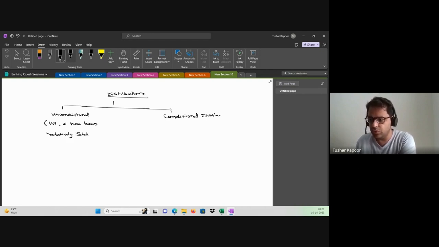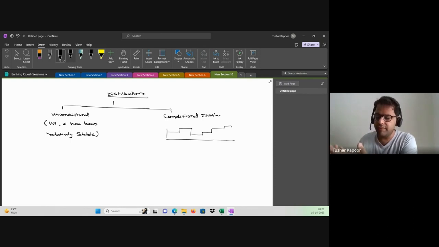Everything was smooth throughout the period and things are more or less stable. But when it comes to conditional volatility, that means the volatility is valid only for a particular time period. So if you talk about, let's say, a 10-year period, I would say that the volatility was here first, then the volatility increased for some time, then the volatility decreased for some time, then it was here, then it became here, and so on and so forth.